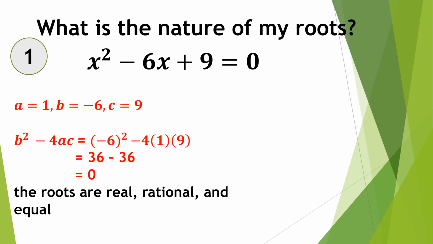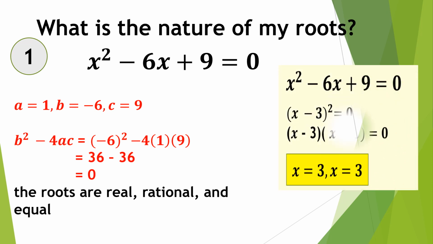Now let's take a look at the solution of this one in our previous discussion. If you can still remember, the roots of this are x equals 3 and x equals 3. Notice they are real, they are rational, and they are equal because our discriminant value is equal to 0. So remember, if the discriminant value equals 0, the left side of the equation or the expression is a perfect square trinomial when it's written in standard form. So don't forget that.